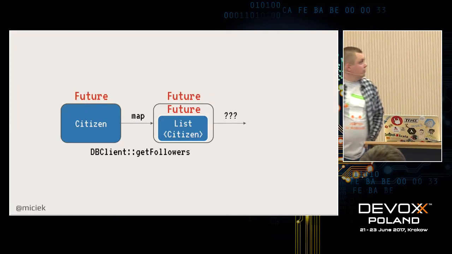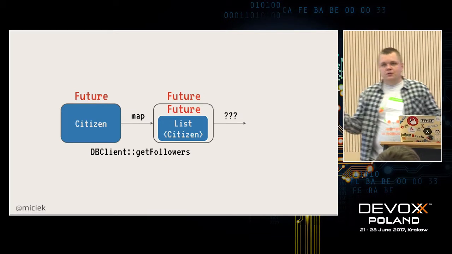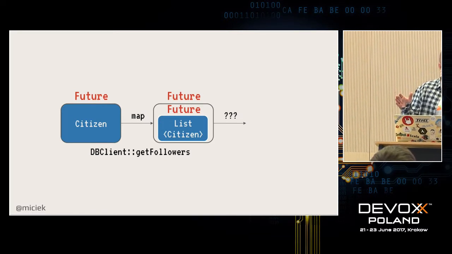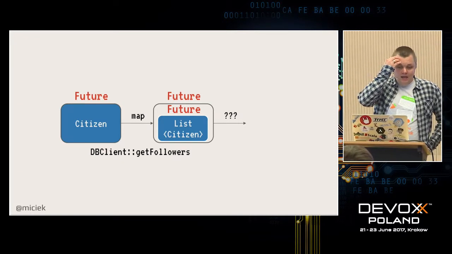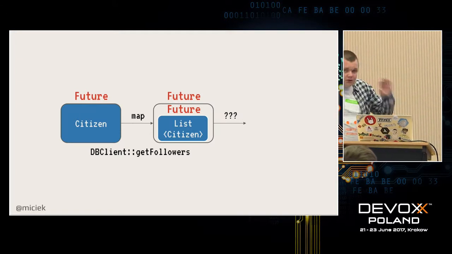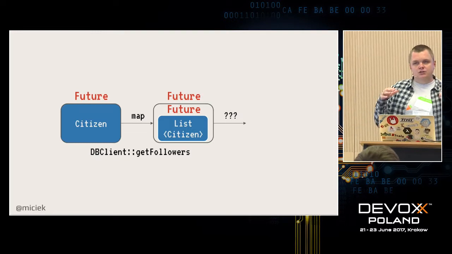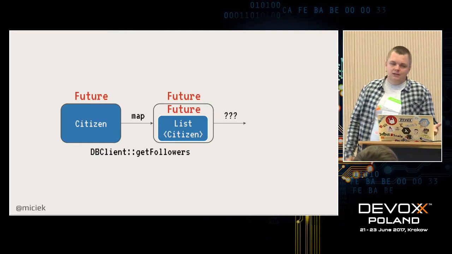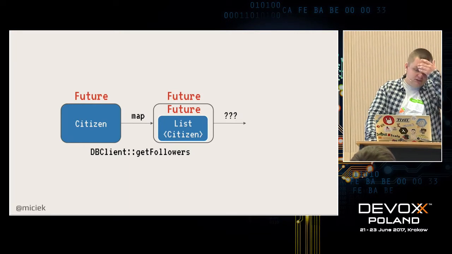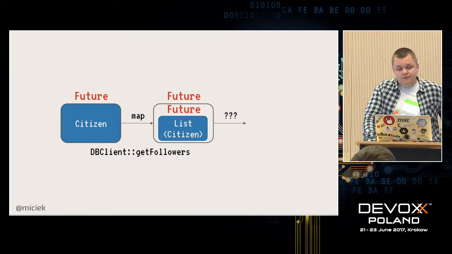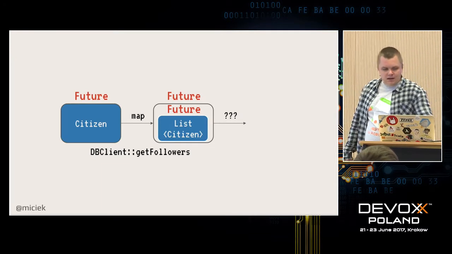In functional programming, there's a very, very common pattern that we use all the time. We don't unwrap anything from the Future for as long as possible. That's the main idea. In order to do that, we just provide the transformations using the map function. Map takes a function which is used to transform the data inside the Future. In this case, we provide DB client get followers, because this is a function that takes a citizen, and we get a Future of a list of citizens, right? So we get a Future of Future. So, OK, there is a problem there.